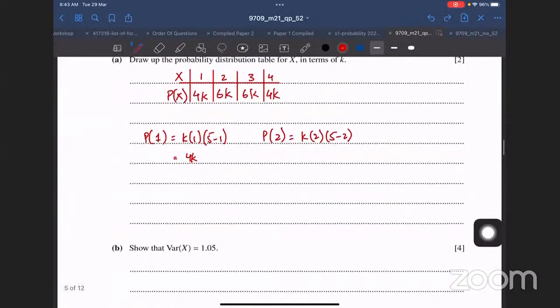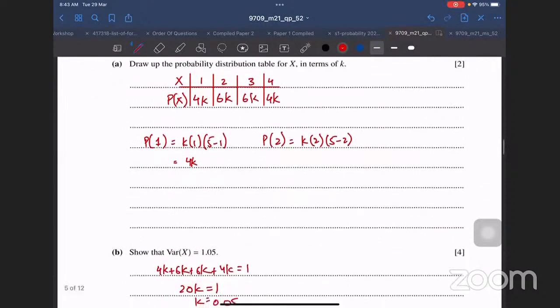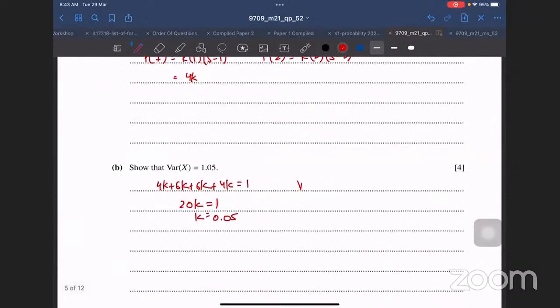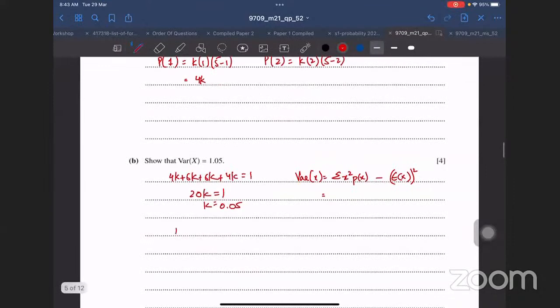It says show that the variance of x equals 1.05. So I'm going to first need the value of k. So I'm going to say that all these k's add up to 1, so k is 0.05. And when I need the variance, the formula for variance is the sum of x squared p of x minus the expectation of x, squared.